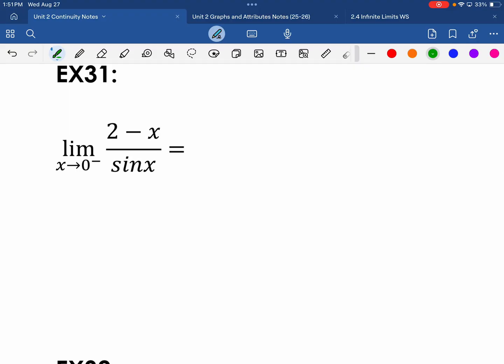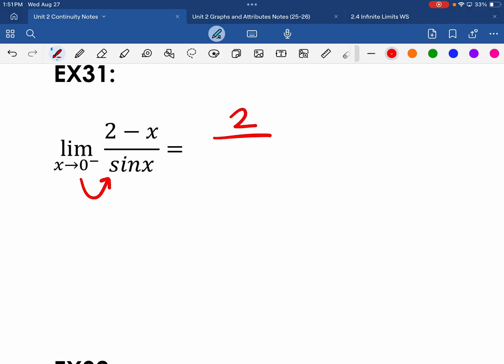Okay, let's look at 31. When I directly substitute 0, what is 2 minus 0? 2. Yes, and then sine of 0 is? 0. So you're going to get a vertical asymptote at 0.